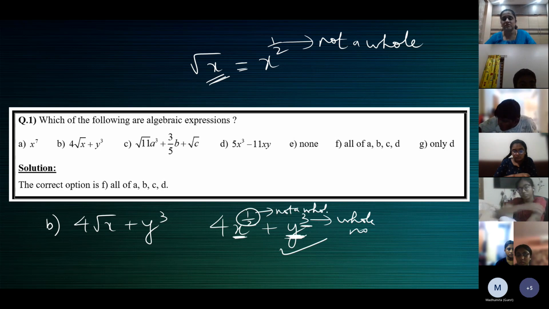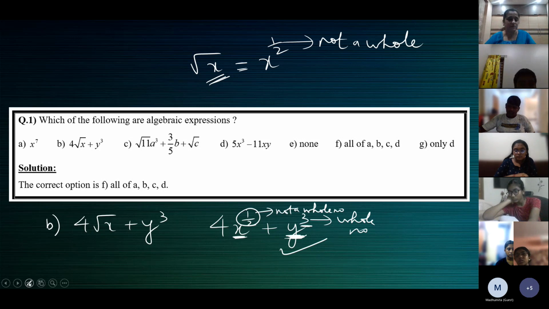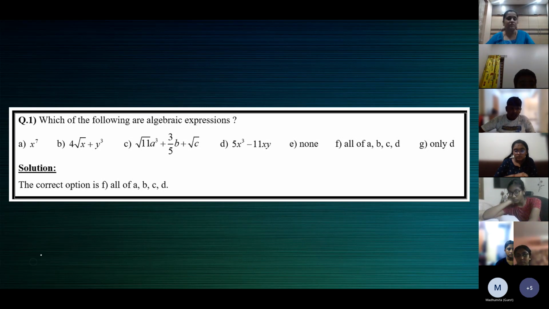And hence, the expression in option B is an algebraic expression, but not a polynomial. Because if it should be a polynomial, the powers of all the variables in the expression must be whole numbers.